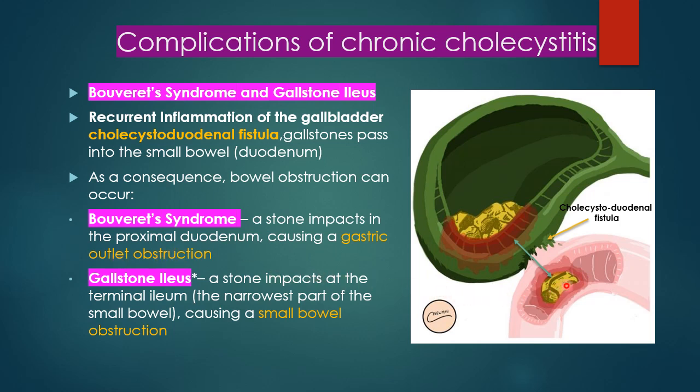More commonly, this stone passes downwards through the small intestine and reaches the narrowest part of the small intestine, that is the ileocolic or ileocecal junction. Okay, and then it gets impacted in that area, causing small bowel obstruction, and this is known as gallstone ileus.